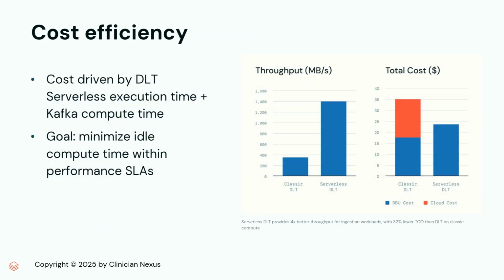On the cost efficiency side of things, everything is DLT based or DLT serverless based. So we only pay for the execution time. And then on our messaging layer, we're paying for the Kafka compute time. And so if we have idle compute, that's going to be a large source of costs for us. So if we can get down to, when this pipeline's not in use, nothing's actually happening, that's our ideal cost scenario.